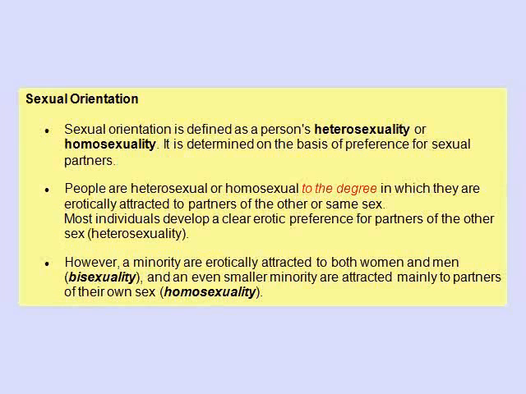Sexual orientation. Sexual orientation is defined as a person's heterosexuality or homosexuality. It is determined on the basis of preference for sexual partners. People are heterosexual or homosexual to the degree in which they are erotically attracted to partners of the other or same sex. Most individuals develop a clear erotic preference for partners of the other sex, heterosexuality. However, a minority are erotically attracted to both women and men, bisexuality, and an even smaller minority are attracted mainly to partners of their own sex, homosexuality.